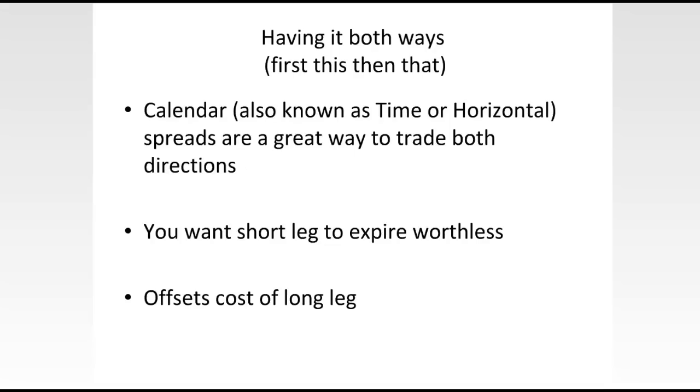Now, here's something else. You can have it both ways. For instance, let's say you think a move is coming down the road, but not quite yet. Well, time spreads, also known as calendar spreads, are a great way to trade both directions. You want the short leg of your spread to expire worthless, and this will help offset to a great extent your long leg.